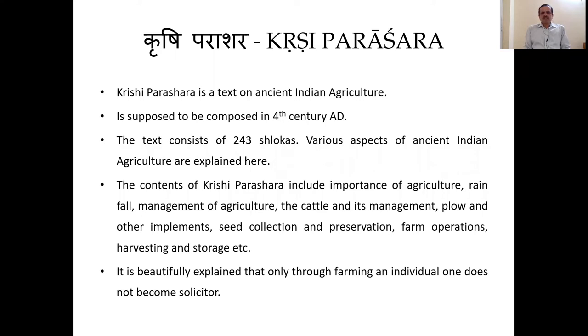The contents of Krishi Parashara include the importance of agriculture, rainfall, management of agriculture, the cattle and its management, plow and other implements, seed collection and preservation, farm operations, harvesting and storage. So these are the different contents we can see in the Krishi Parashara text.